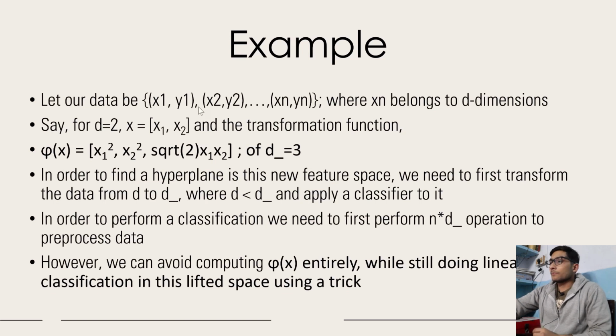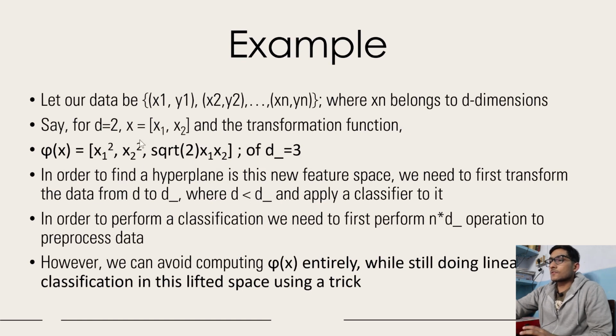Now the example, let our data be referred to as vectors x1 y1, x2 y2, xn yn. So there are n data points and this xn belongs to d dimensions, so each of these are d dimensional vectors. Now say for d equal to 2, as for example here, so we'll have x equals x1 x2, and the transformation function is defined as x1 square, x2 square, square root of 2 x1 x2. Just understand what I'm trying to say.